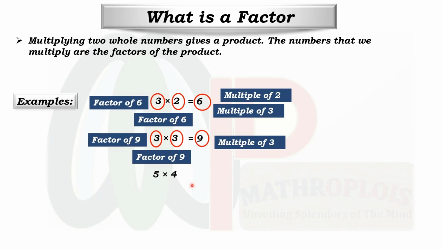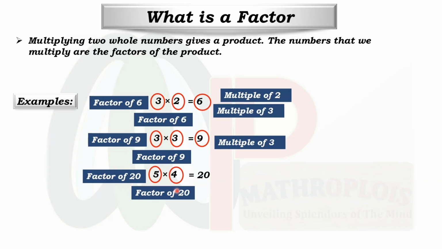And whole numbers 5 multiplied by 4 gives a product 20. Here the whole numbers 5 and 4, which have been multiplied, are factors of 20. And the product 20 is called a multiple of 4 and 5.